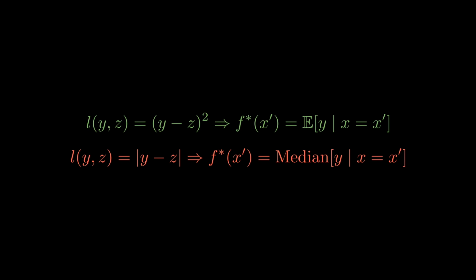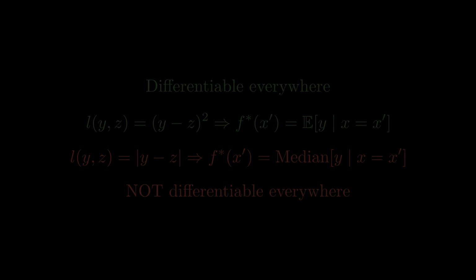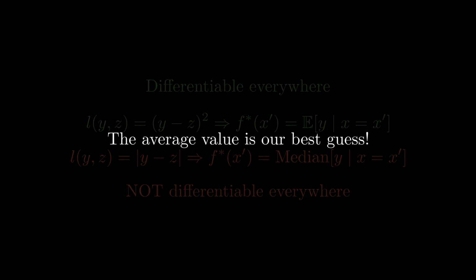But here's the beauty of the sum of squared residuals. Not only does it give us the conditional mean, but it's also mathematically convenient. The squared loss is differentiable, which makes optimization much easier. That's why it's the foundation of many regression techniques, including linear regression. To put simply, when we minimize the sum of squared residuals, the average value of y for a given x is our best guess at any point x.